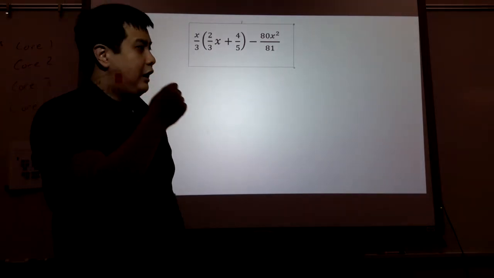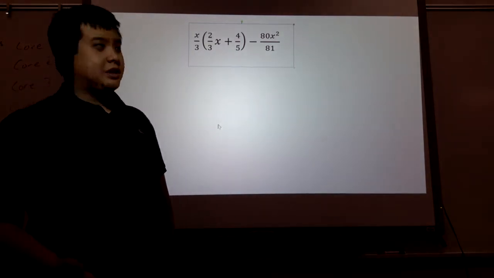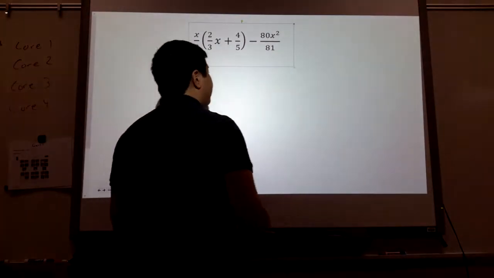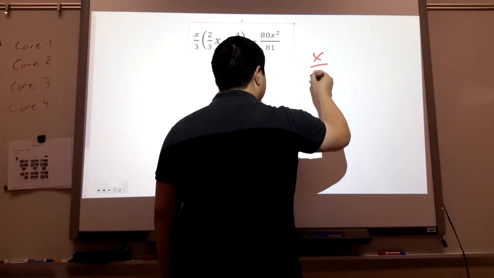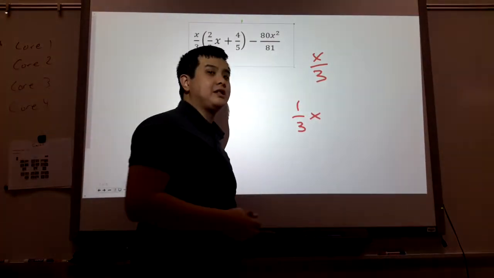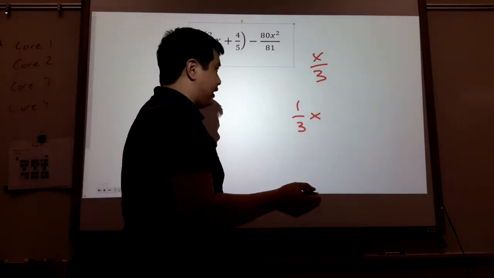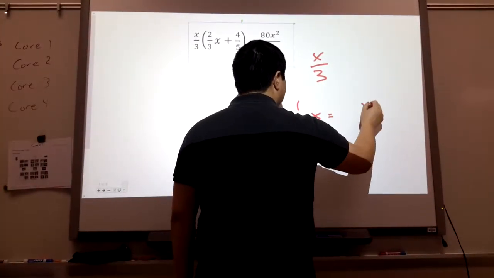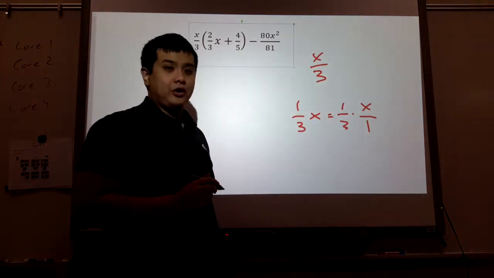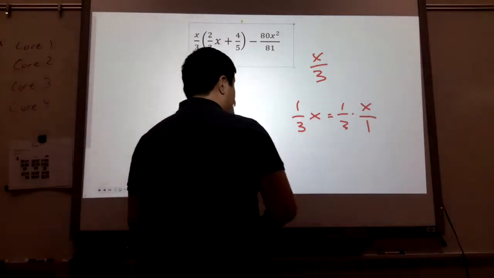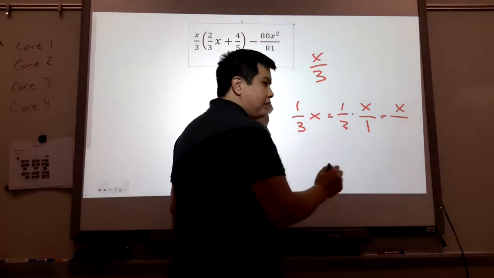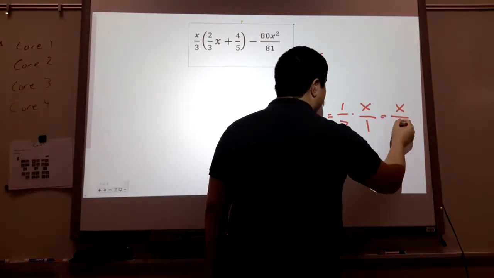Our next example looks slightly intimidating because we have variables inside the numerator. But it's not all that different. In fact, x over 3 can be treated as 1/3 x. Because remember that x in itself is also a fraction. X itself is x over 1. So what that really is, is 1/3 times x over 1. Which if we were to multiply that across, we'd simply do 1 times x, which is 1x, which is the same thing as x, and 3 times 1, which is 3.